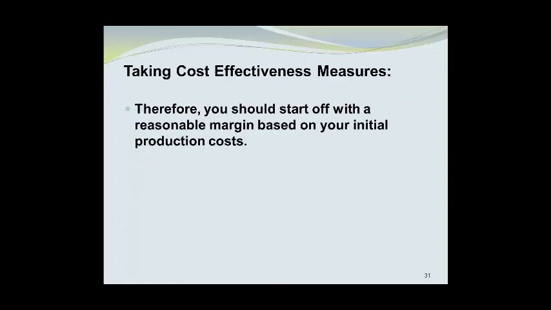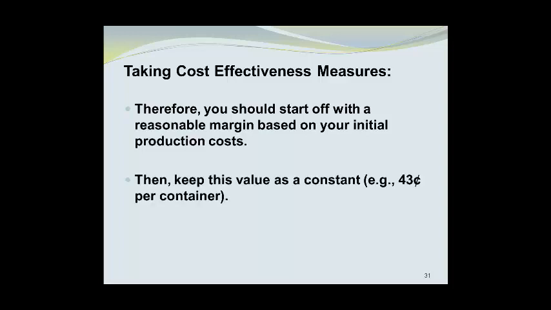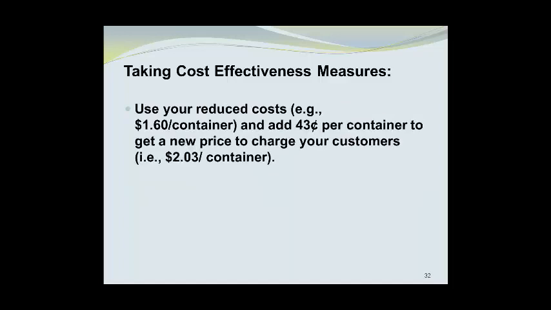Therefore, you should start off with a reasonable margin based on your initial production cost and assign a percentage to it, but then keep this value as a constant. That is to say, I always want to make 43 cents per container. Use your reduced cost, that is $1.60 per container, and add your 43 cents profit per container to get a new price to charge your customers. That would be $2.03 per container.